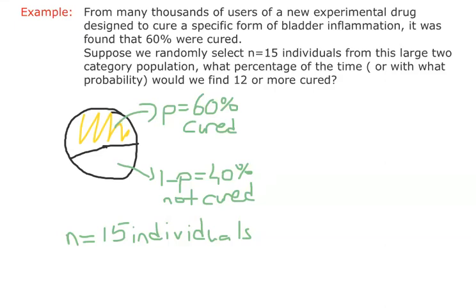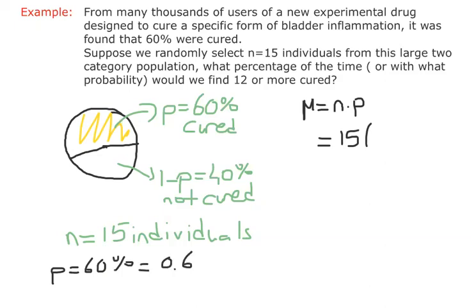The first thing we need to do is find mu. What is our mu? Mu is equal to, as you remember from the last chapter, n times p. In our case, n is equal to 15 and p is equal to 60%, which means 0.6. When we multiply these two, we get 9. This is our mu.